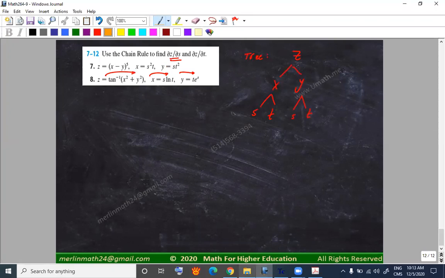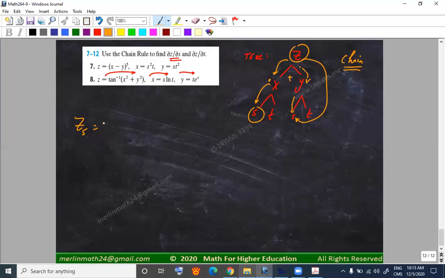So if you want to find zs, if I want to go from z to s, I should pass by x and then reach s. If you want to go from z to s, pass by y and then reach s. You get it? Now each path you multiply and you add the paths. If you have many paths, you do so. This is what we call the chain rule of derivatives. So zs, let us write it in letters: zs would be zx times xs, plus zy times ys.